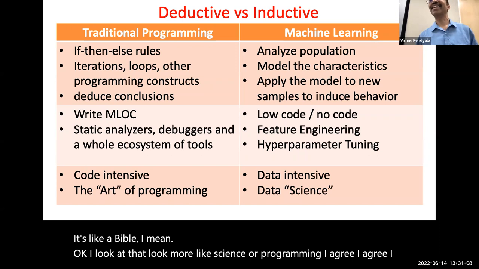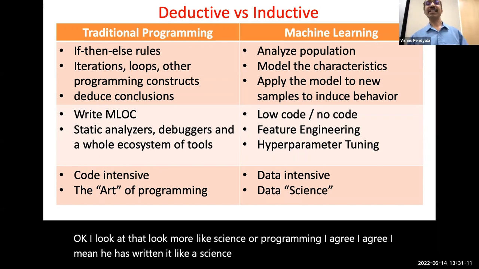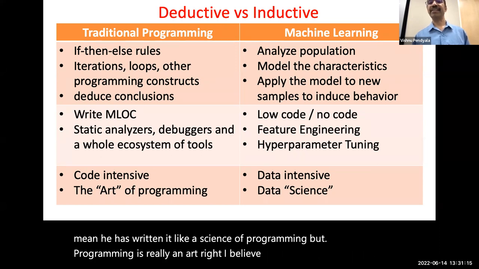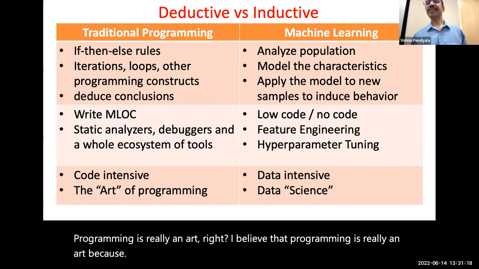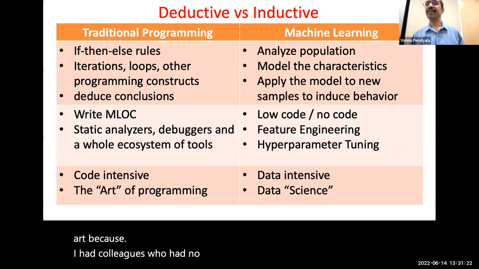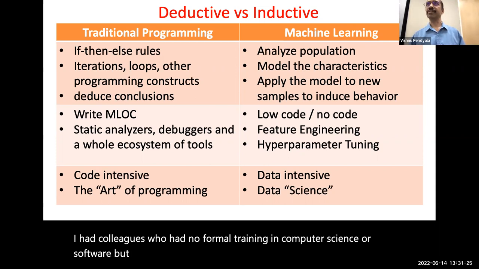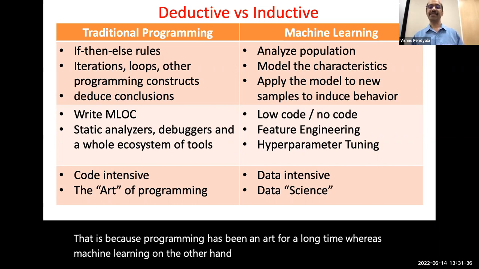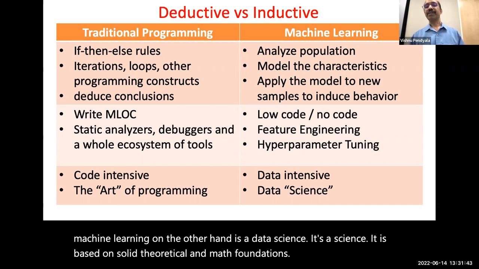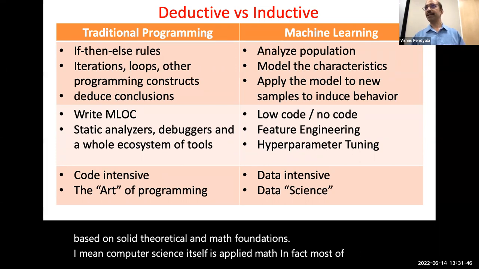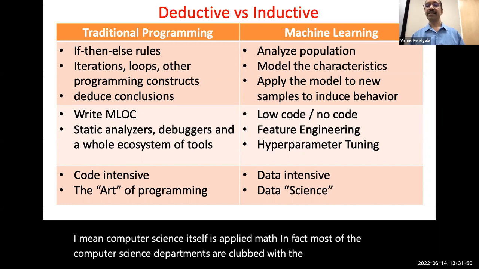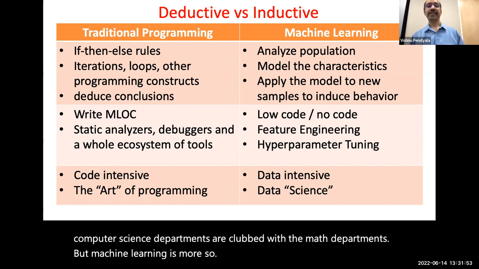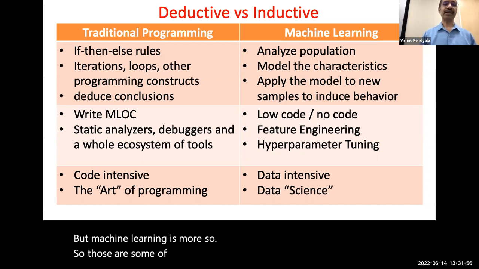I agree, he has written it like a science of programming, but programming is really an art, right? I believe that programming is really an art because I had colleagues who had no formal training in computer science or software, but were excellent programmers for many years. That is because programming has been an art for a long time. Machine learning, on the other hand, is a data science. It is based on solid theoretical and math foundations. Computer science itself is applied math. In fact, most computer science departments are clubbed with the math departments, but machine learning is more so. So those are some of the differences I could quickly come up with.